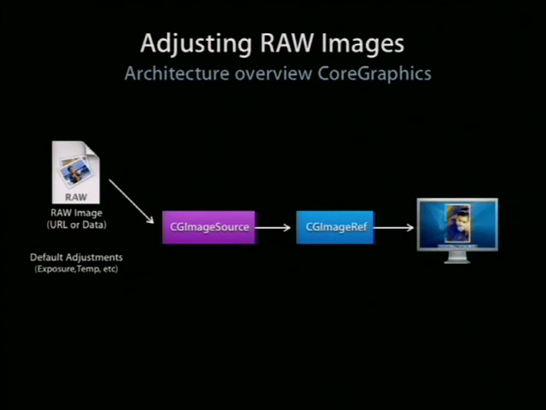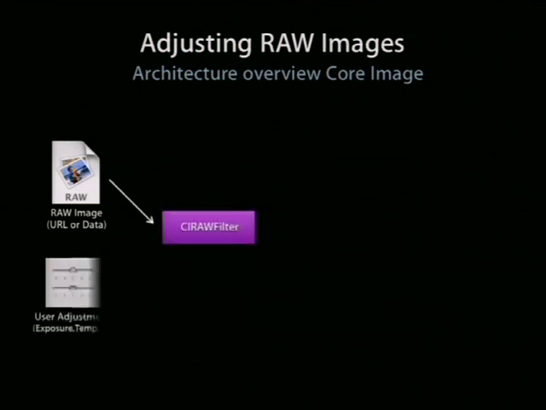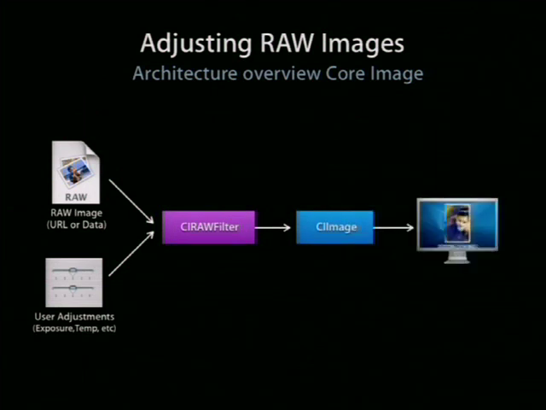However, if you want to give your users control over the rendering of this raw image, then we have a new ability, which is to use the new CI raw filter. Again, you start with a raw image, URL or data. And we're going to create a raw filter where we add into it the default user adjustments as input parameters. This can also be done with key value bindings, which is really convenient. From that raw filter, we can extract a CI image. And from that CI image, we can display it to the screen.